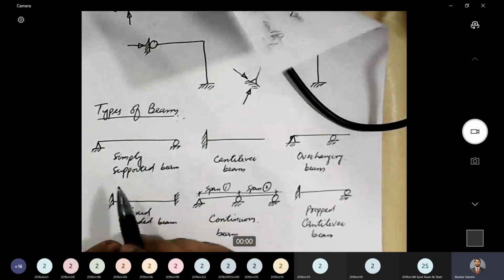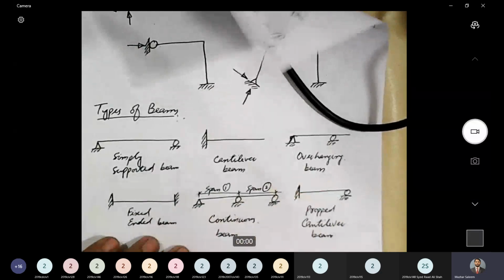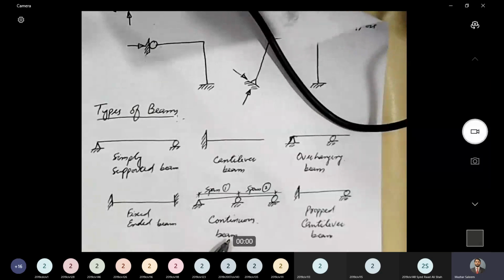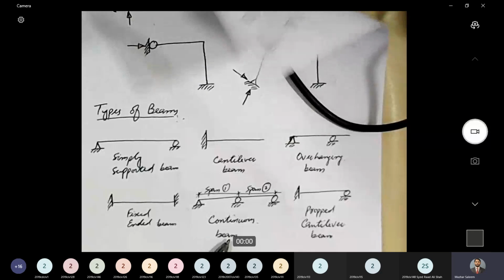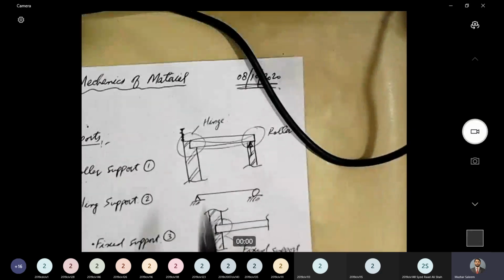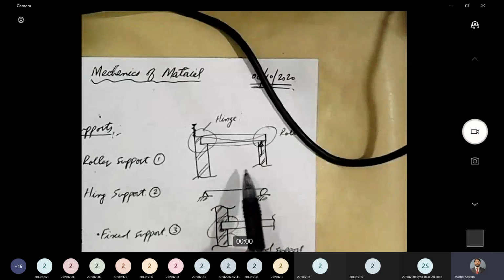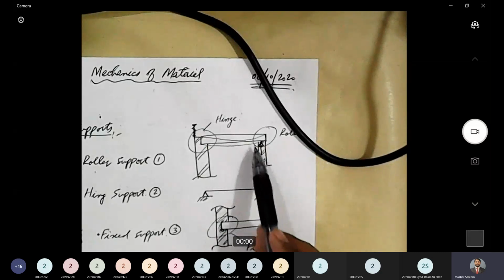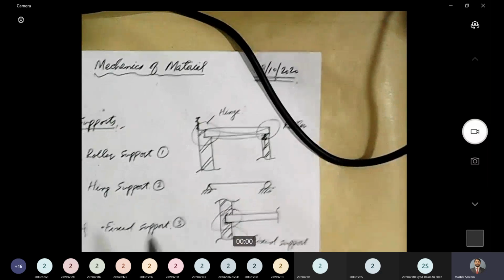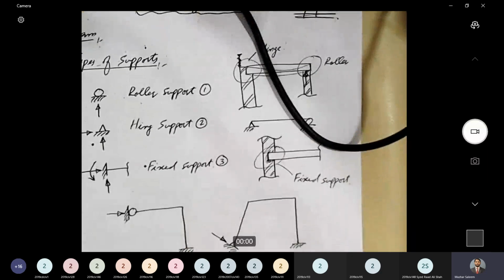So, simply supported beam. Now, most of the beams in our houses, let's say, are simply supported beams. For example, in your room, if you have a beam underneath your slab, most probably that beam is a simply supported beam that has supports only at two ends. And as I have drawn in one figure here, if we have this type of arrangement, with a roller support at one end and a hinge support at the other end, that type of beam is a simply supported beam.